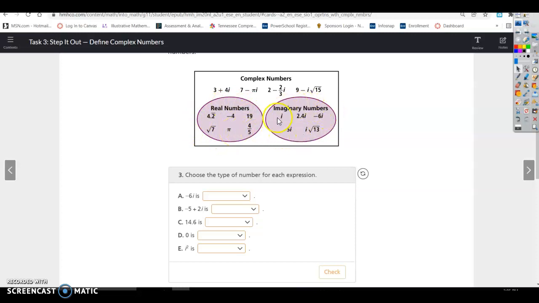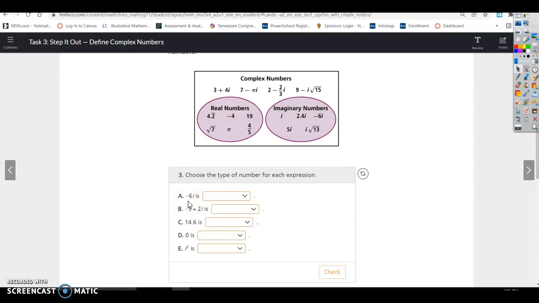Imaginary numbers now are a product of a number and i. So i, or 2.4i, negative 6i, all of these are imaginary, or a product of a number and i. And a complex number is going to be a binomial written in the form a plus bi, so it's going to have addition or subtraction to make up that complex number. Imaginary numbers and real numbers are also included in complex numbers, but they have a different subset.